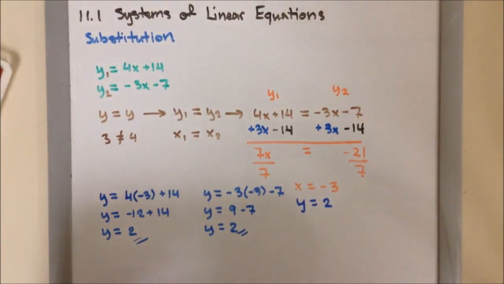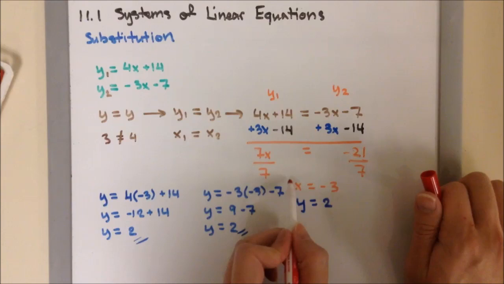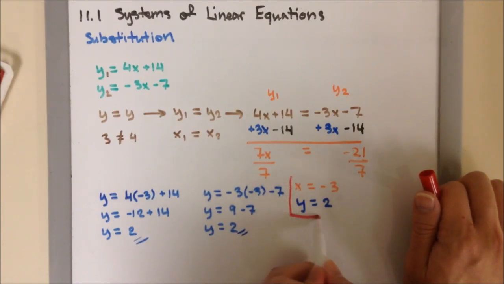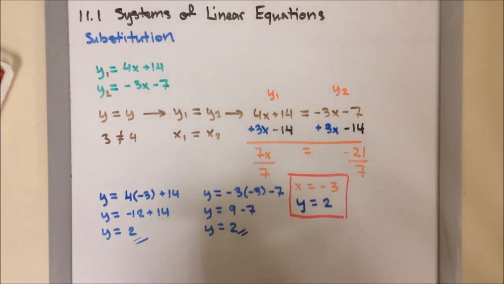Again, it does not matter which equation you use to solve for the other variable. As long as you do the work correctly, you'll be fine. So my final answer is x equals negative 3, and y is equal to 2.